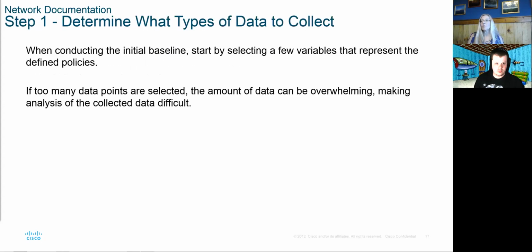So step one, what kind of data should we collect? We want to start out real simple and then fine tune it along the way. Just like your log files, it's important that you don't collect too much data, because if you collect too much data, then you're trying to find a needle in a haystack, and that's not good. Some good starting variables are interface utilization and CPU utilization. Those would be some good things to start out with.